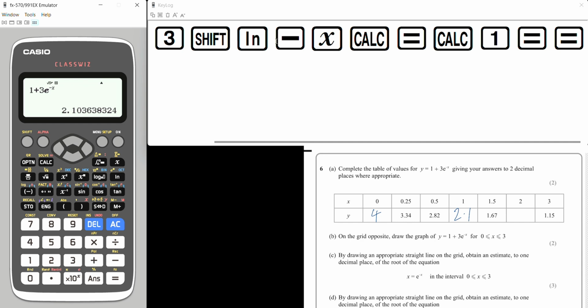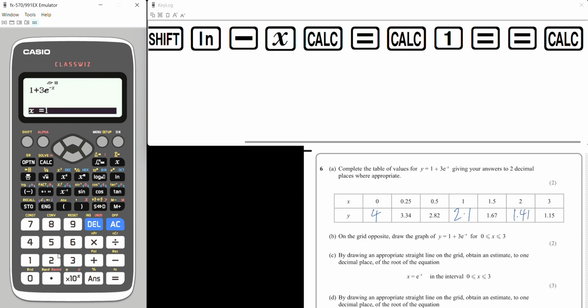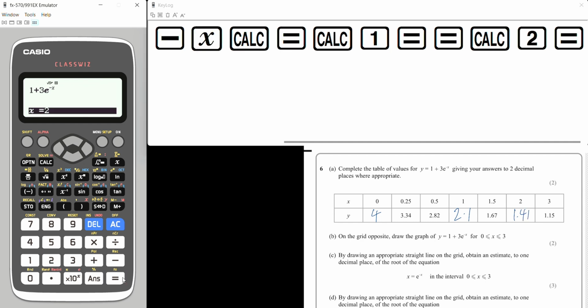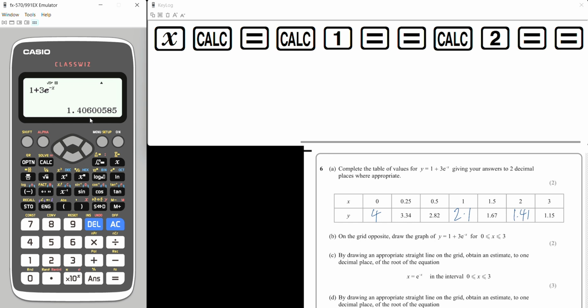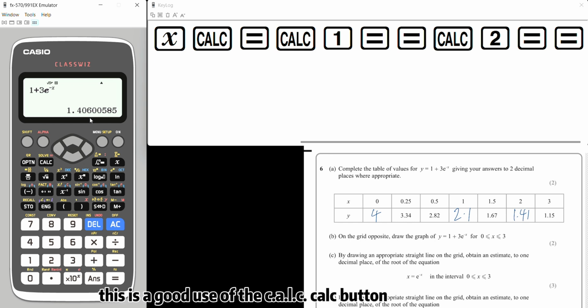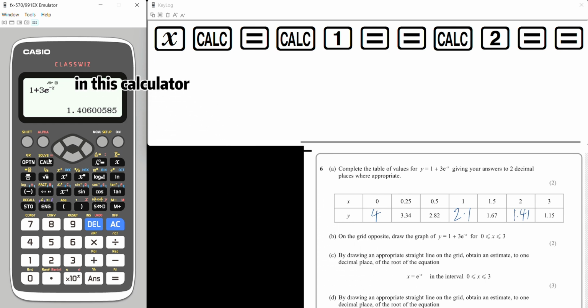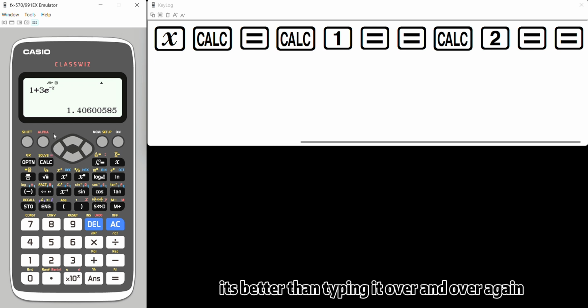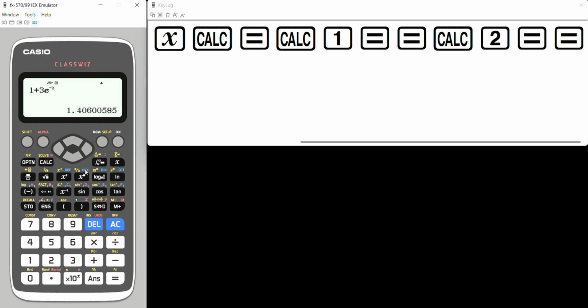Okay, and then do the same for keying in x equals 2. 2 times that equals 1.41. And that's it. This is a good use of the CALC button in the FX-570/991EX. It's a better way, in my opinion, than using table or typing in again and again.